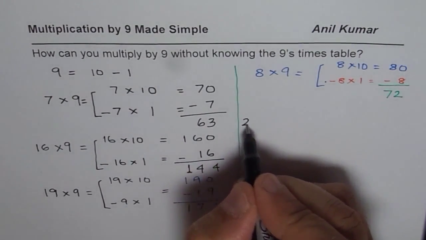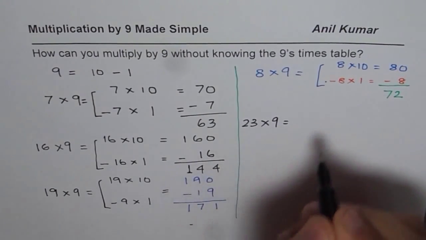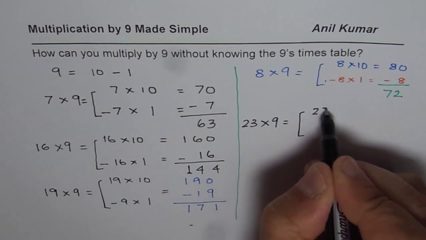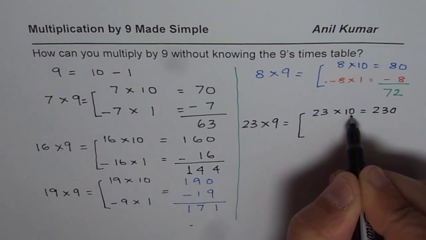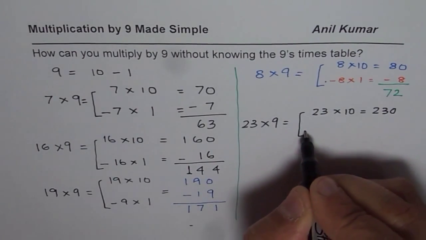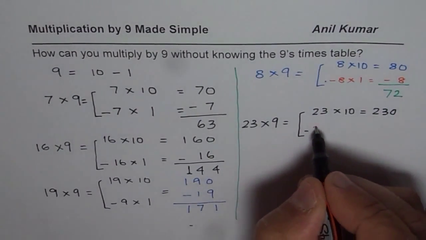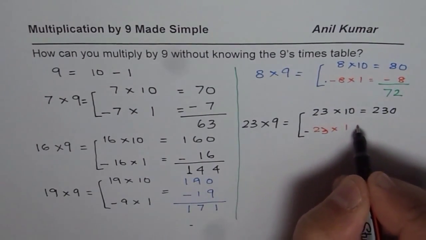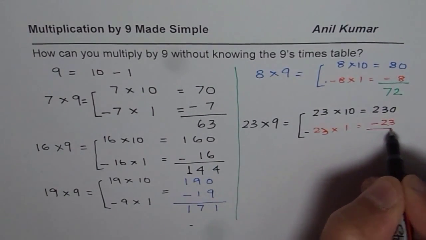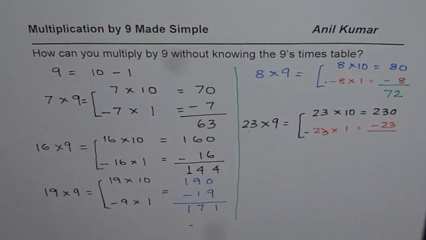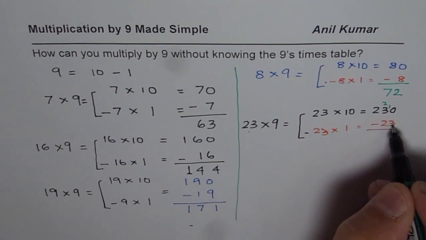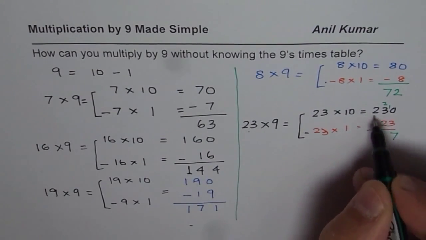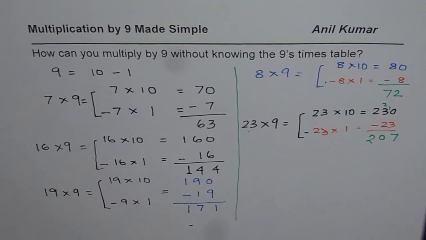Now let us try some bigger numbers. If I have 23 times 9, it should be 23 times 10, which is 230. Multiplication by 10 is simple. Just add a 0, right? And then you take away 23 times 1, which is take away the number itself. So when you take away, you have to borrow. When you borrow from 3, you get 2 here, 10 there, and then 7. When you take away 3 from 10, 2 from 2 is 0, and 207 is your answer.